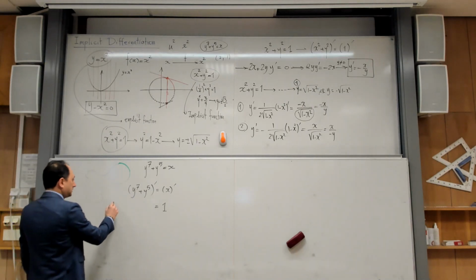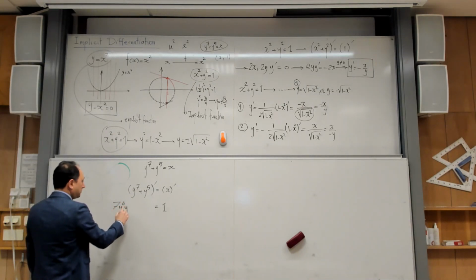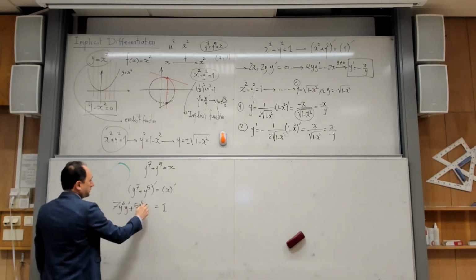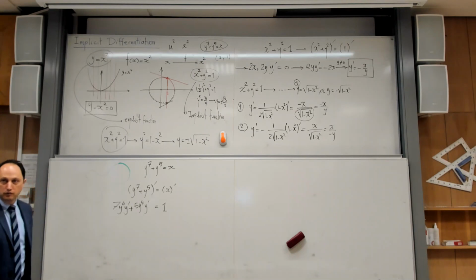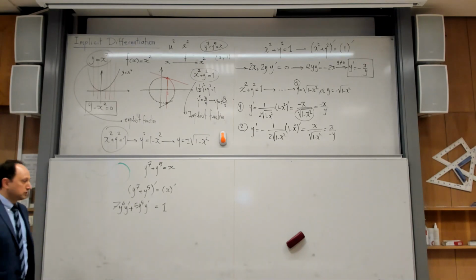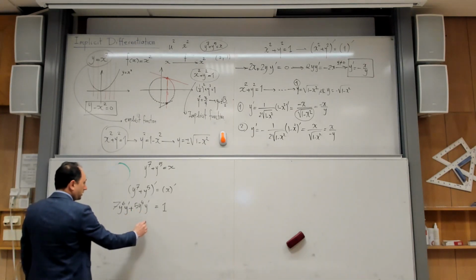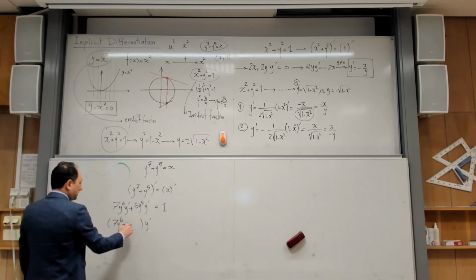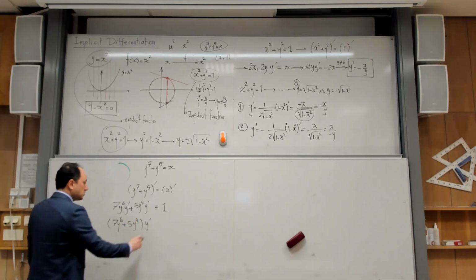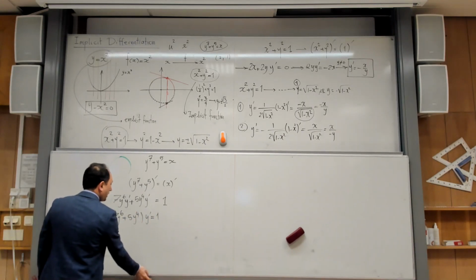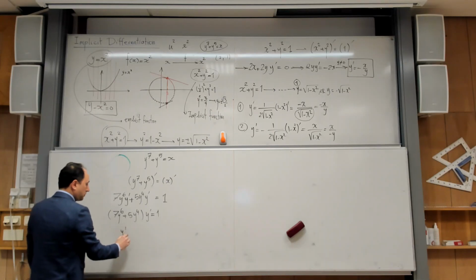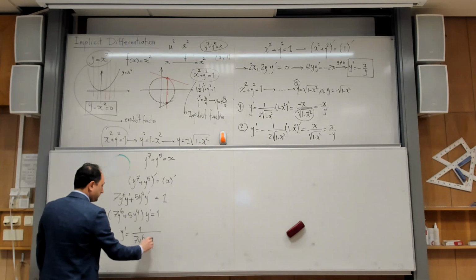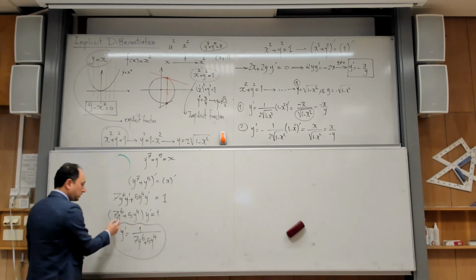7y^6 multiplied by y prime. Yes, 7y^6 y prime plus 5y^4 multiplied by y prime. And then what is my goal? My goal is to find y prime. So I have to make y prime alone. So what I do, I factor y prime out. You don't need to be worried about whether you can factor more. You don't need to care about that. It's equal to 1. But I am looking for y prime. So y prime becomes the right-hand side divided by 7y^6 plus 5y^4. Yes? That is your derivative.